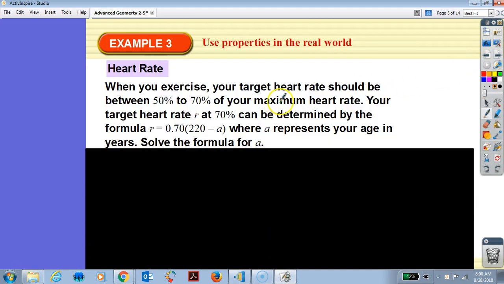When you exercise, your target heart rate should be between 50% and 70% of your maximum heart rate. Your target heart rate, R, at 70% can be determined by the formula R equals 0.70 times 220 minus A, where A represents your age in years. Solve the formula for A. So if I needed to solve this formula for A, what am I going to do? R equals 0.70, 220 minus A. I need A by itself, so we could divide that out.